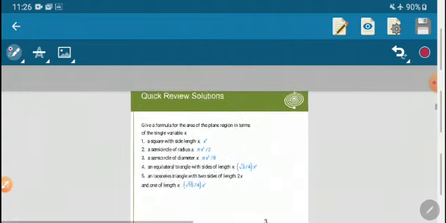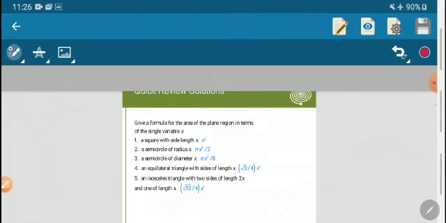First of all, some formulas of area. The area of the square with side x is x squared. The area of the semicircle of radius x is pi x squared over 2. The semicircle with diameter x is pi x squared over 8. An equilateral triangle with side length x is radical 3 over 4 x squared. An isosceles triangle with two sides 2x and base length x is radical 15 x squared over 4.